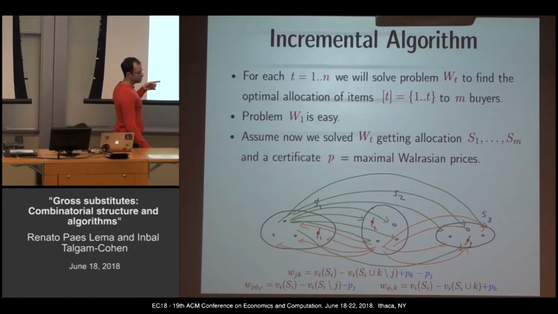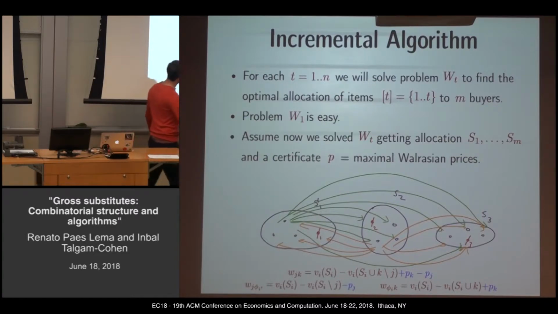Now let's assume we know how to compute WT, the optimal allocation of items 1 to T to the buyers, and I have a certificate. And also assume that the certificate is maximal. So I know the version prices form a lattice, and I'll take the maximal one. I'll tell you an algorithm that, starting from the set of version prices, when I add a new item, gives you an optimal allocation for 1 to T plus 1, and I also get an update to a maximal set of version prices for those items.